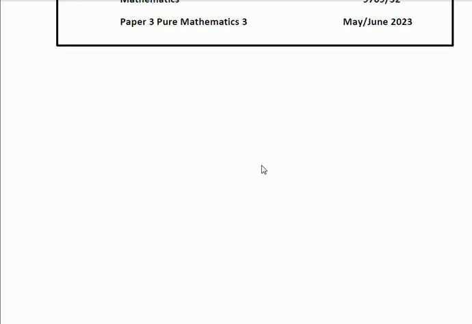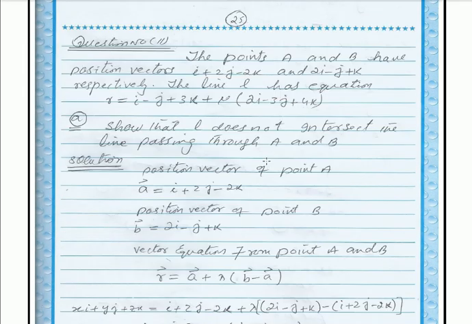In paper 3, today we shall discuss question number 11. In question number 11, the points A and B have position vectors i + 2j - 2k and 2i - j + k respectively. The line L has equation r = i - j + 3k + μ(2i - 3j + 4k). Show that L does not intersect the line passing through A and B.